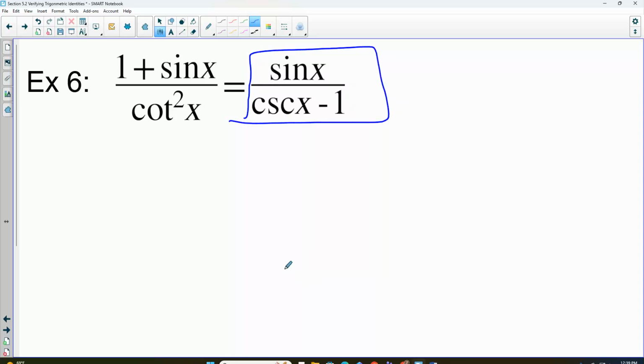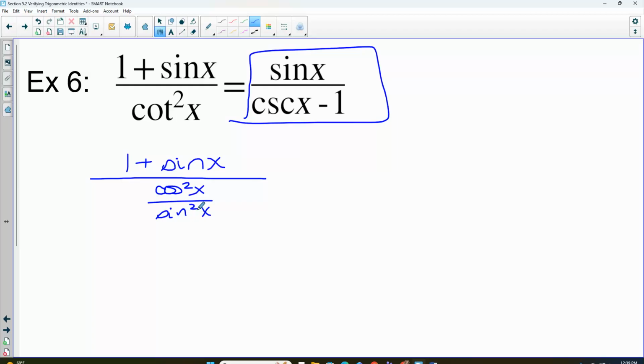All right. 1 plus sine x, there's really nothing I can do there. Is there anything I can do with cotangent squared? Turn it into cosine over sine. Okay. Is that what you guys want to do? Change it to cosine squared x over sine squared x? All right. Now what?